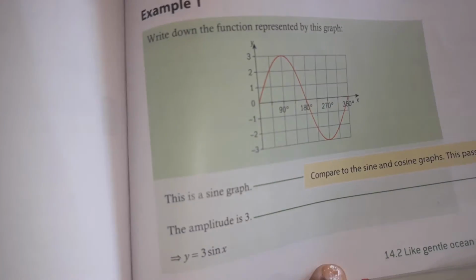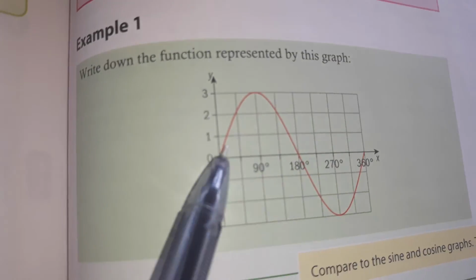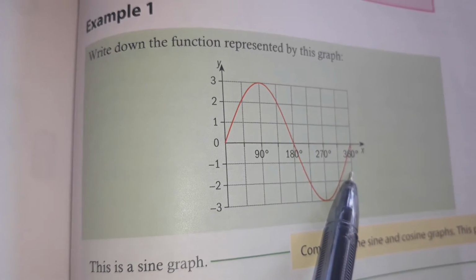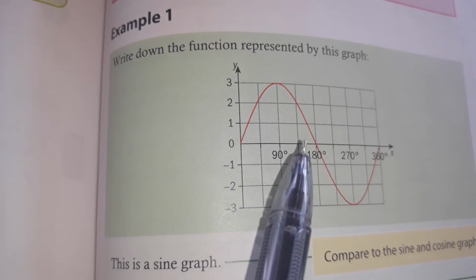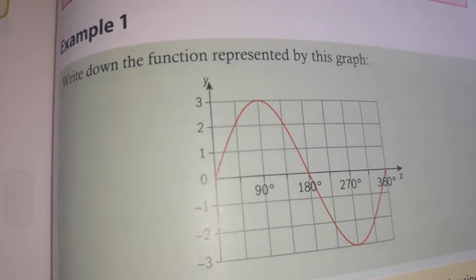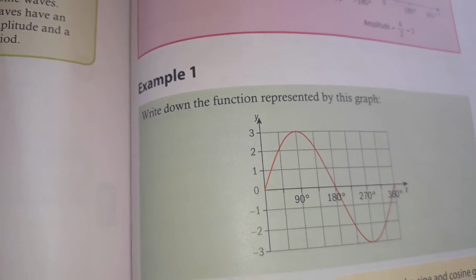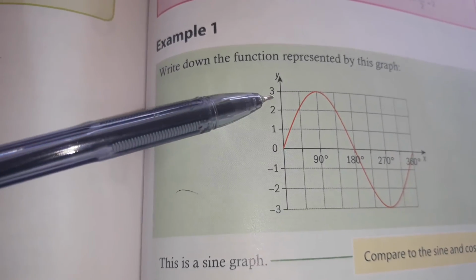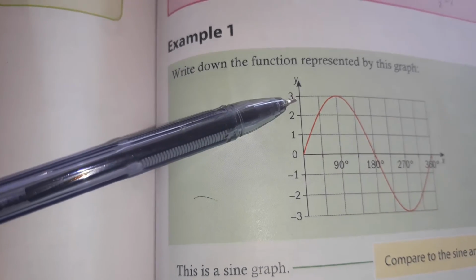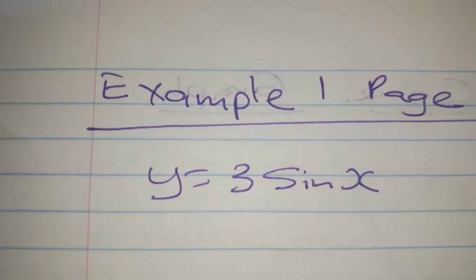Let us now look at example 1. It says, write down the function of this graph. Before looking at the answer, we can see this is a complete round, so the period is 360. That means my equation, at the moment without looking at the amplitude, should be y equals sine x, with one complete graph between 0 and 360. Then the maximum is 3 and the minimum is -3. That means the amplitude is 3, so it's supposed to be y equals 3 sine x.